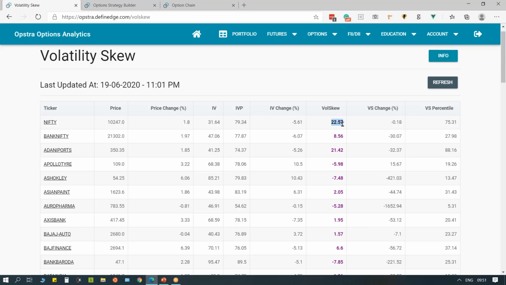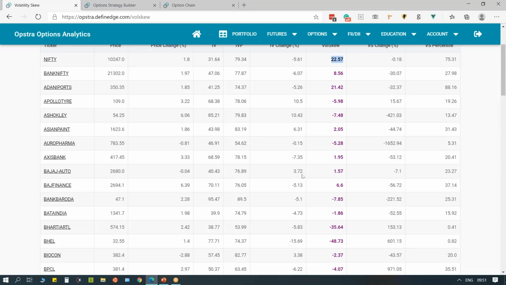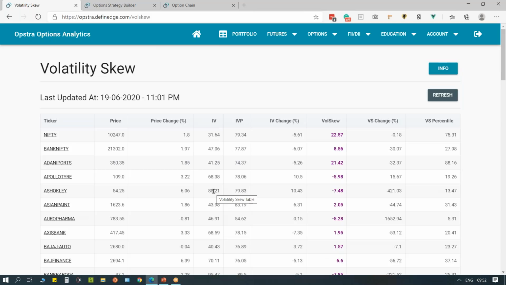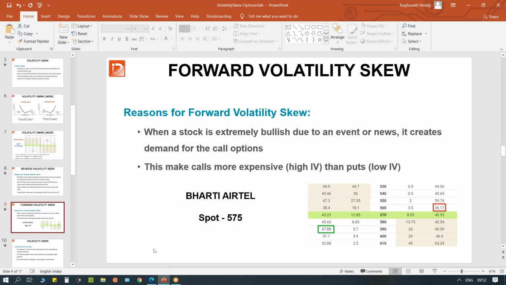If this is positive, then we call this a reverse skew, which means put options are more expensive than call options. In the Nifty, you will see this as positive, which means there is always a reverse skew because there is hedging all the time. So put options are more expensive. And Bharti Airtel, as you can see, is minus 35, which means the call options are more expensive in this case. So that's how we measure the volatility skew.